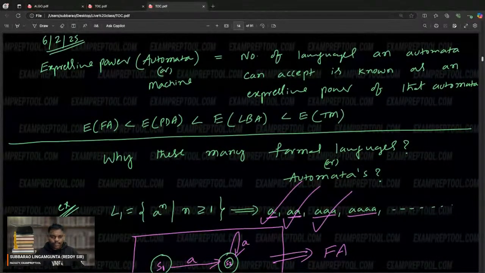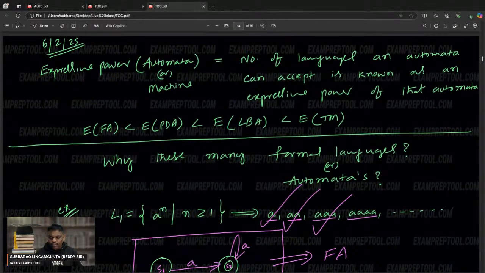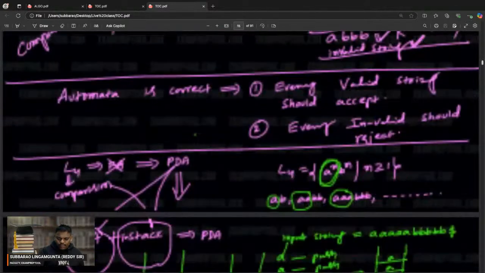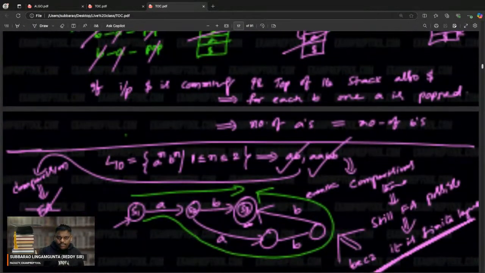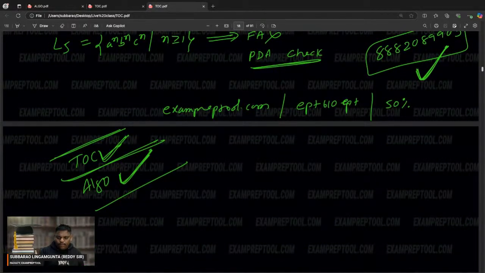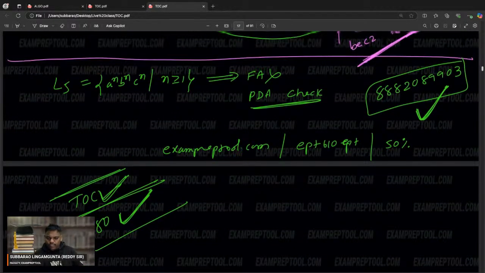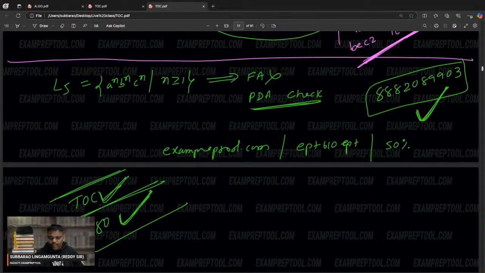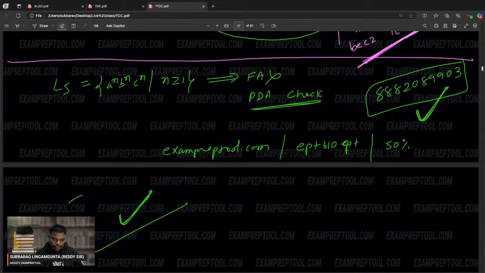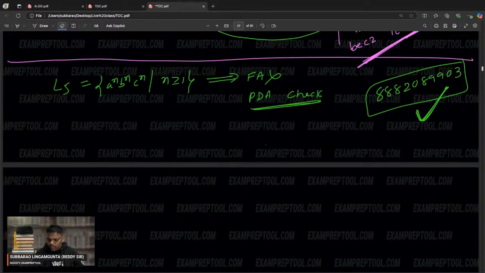Yeah, this is the place where we stopped in the last class. So expressive power, I think we are done. A power, B power and C power, and is finite automata not possible? PDA, check. Okay, we'll try now.